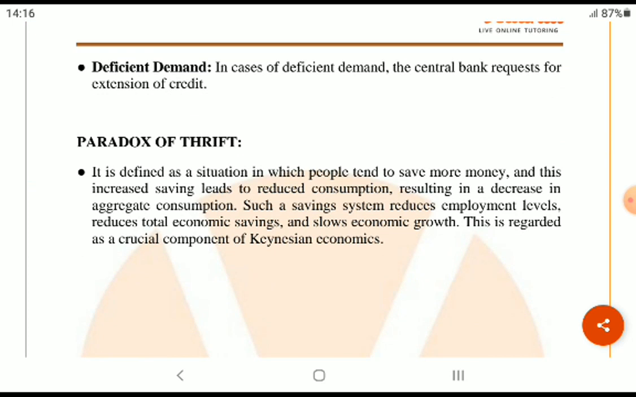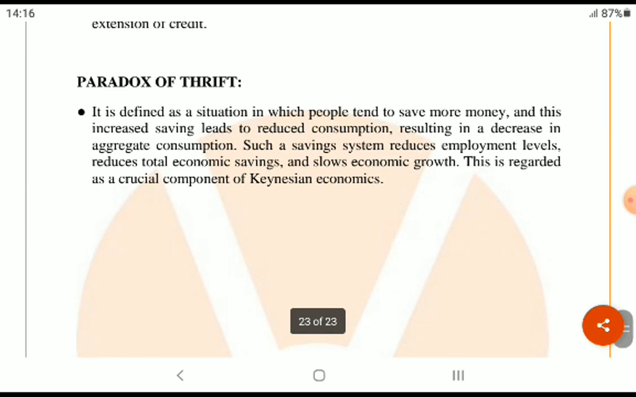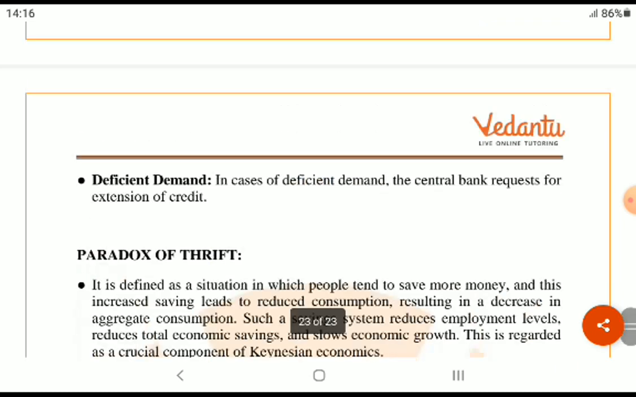Next is the paradox of thrift. It is defined as a situation in which people tend to save more money, and this increased saving leads to reduced consumption, resulting in a decrease in aggregate consumption. Such a saving pattern reduces the employment level, reduces total economic savings and slows economic growth.